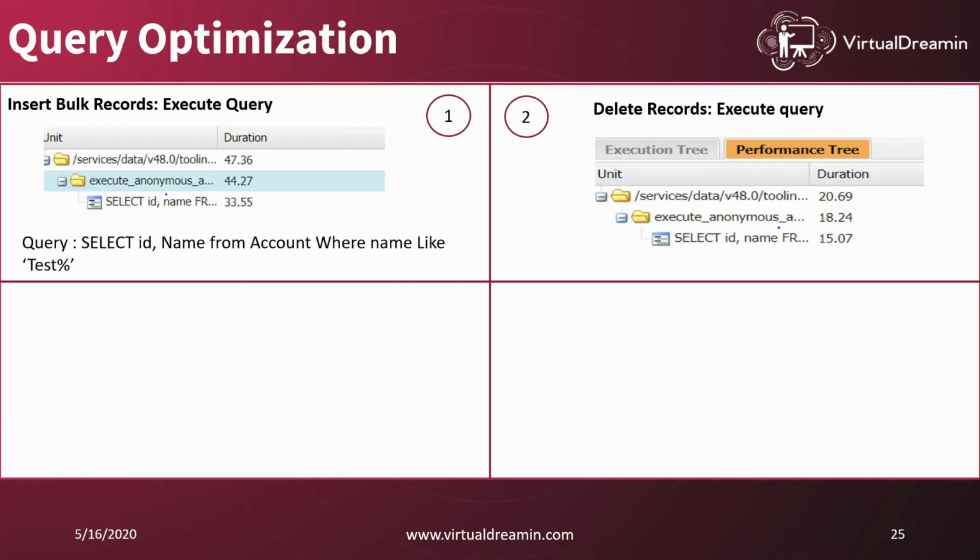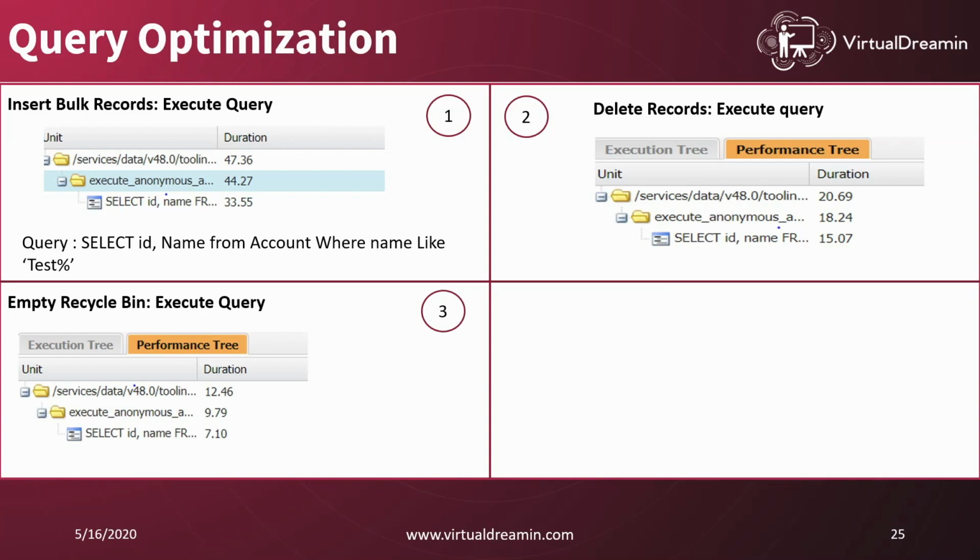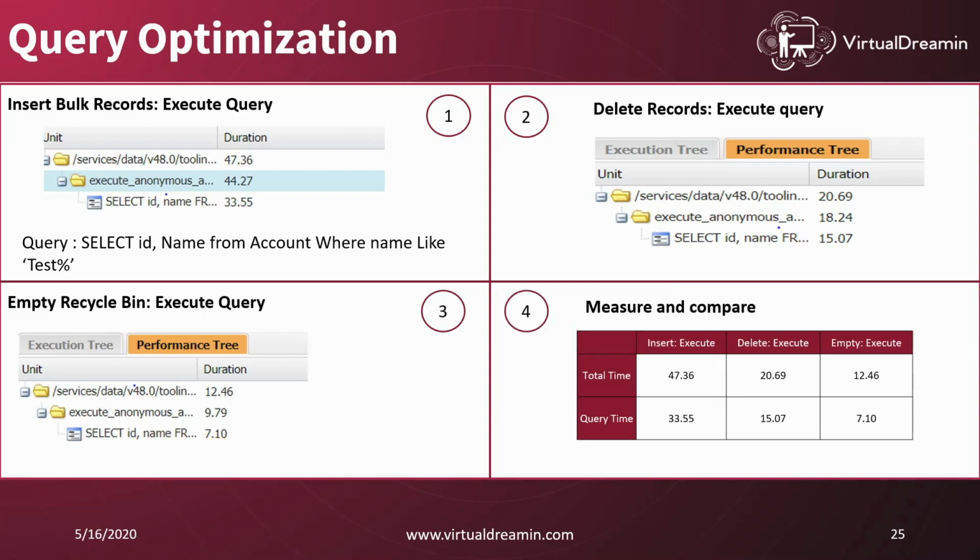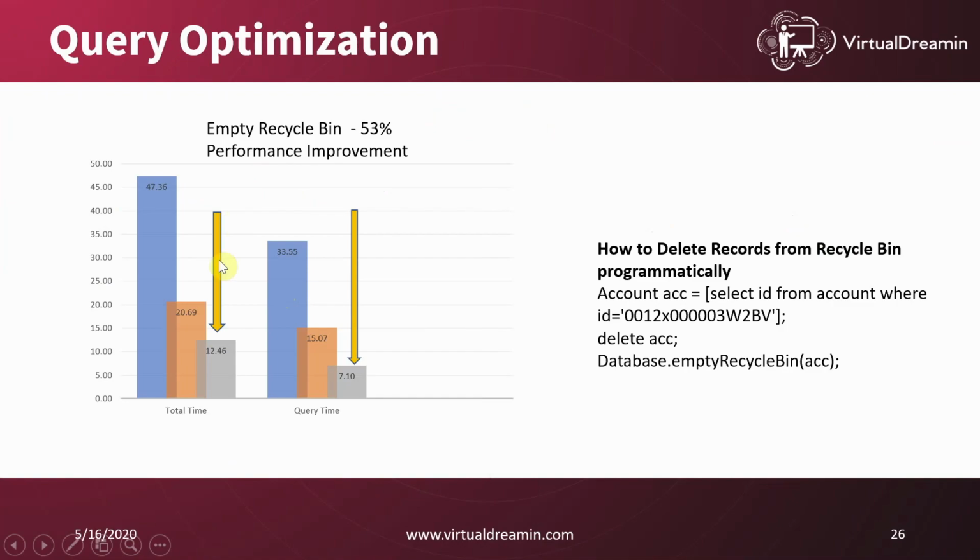So what I have done is delete all the records in my recycle bin manually and execute the query again. Now you can see the total time taken by that particular query is just 7.10 milliseconds. And if you see the graphical representation of this query performance, you can see 53% of the query performance got improved by removing records from the recycle bin. The record deletion operation can happen through an integration process or from your code. If it is happening from your code, you can execute the Database.emptyRecycleBin method to permanently delete, or to mark those records for hard delete operation.